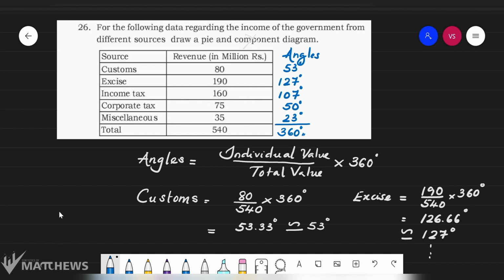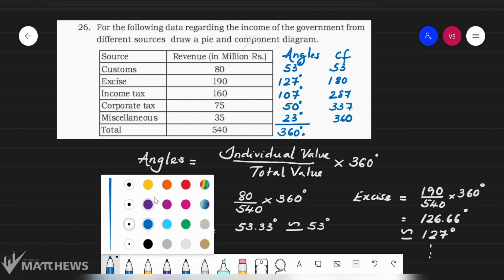Is it right? Let's do the cumulative totals. It will be easy even to plot. 53 plus 127 is 180. 180 plus 107 is 287. 287 plus 50 is 337. And the last one is 360. This is what a simple calculation that if we have it, then it will be easy for us to draw the diagram, students. So let's go for the diagram, students.